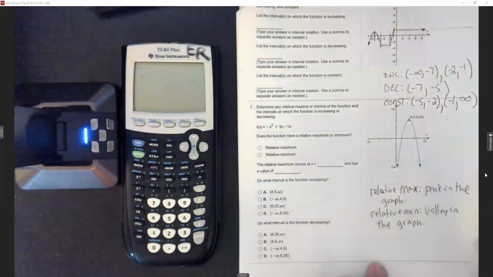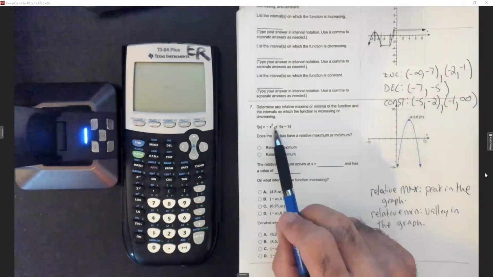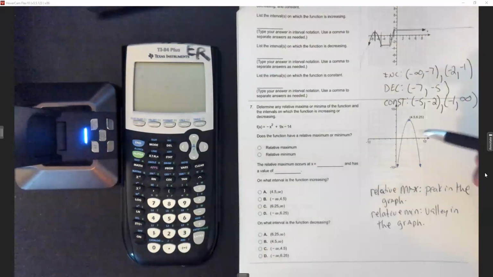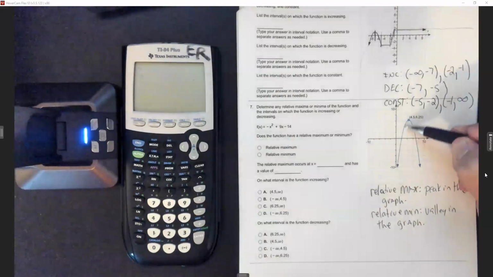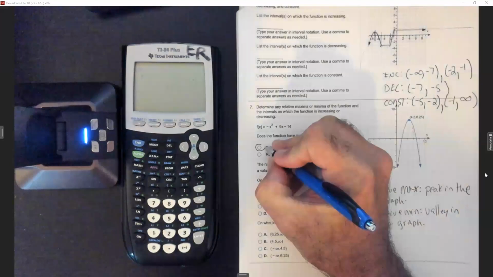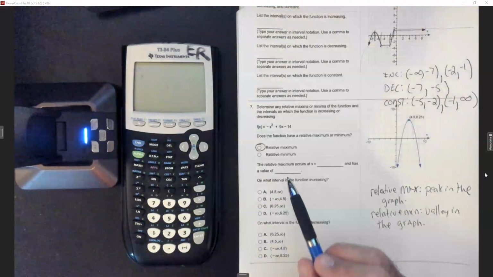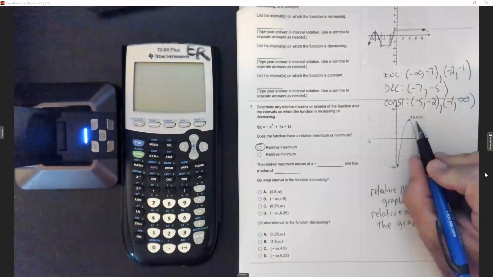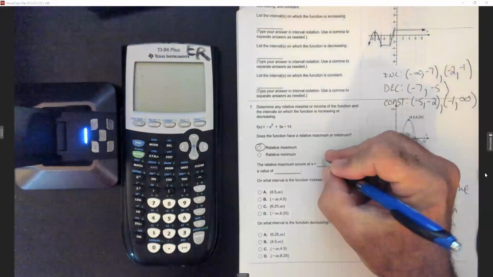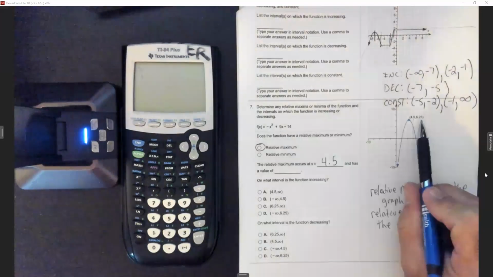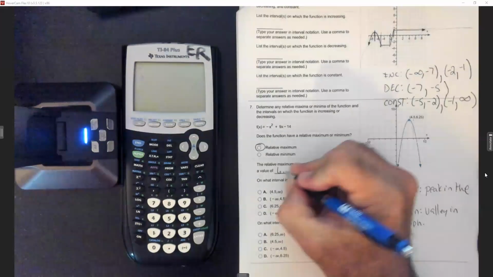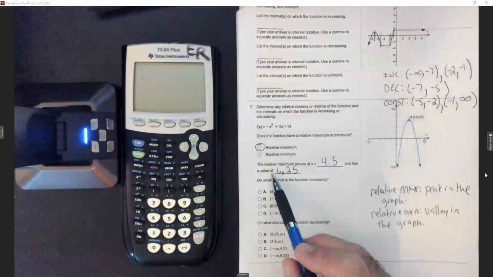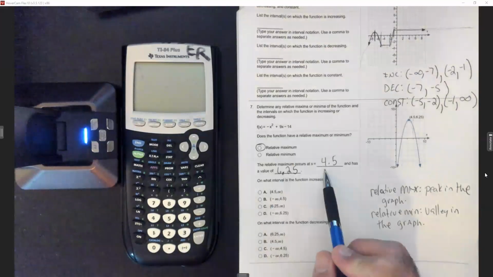Okay, so this one they're giving me a function, -x² plus 9x minus 14. They gave me the graph of it, and they want to know, does it have a relative maximum or minimum? So since we got a peak right here, we would have a relative maximum. And notice what they say here. The relative maximum occurs at x equals, so y'all, they're giving me the point here. It looks like my x value is 4.5. And then the maximum value is the y value, which is 6.25. Okay, so remember, min or max values are the y values, and they occur at those x values, okay? Almost like finding the vertex on that one, okay?